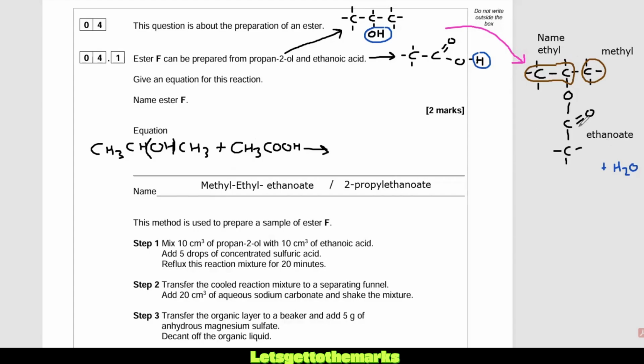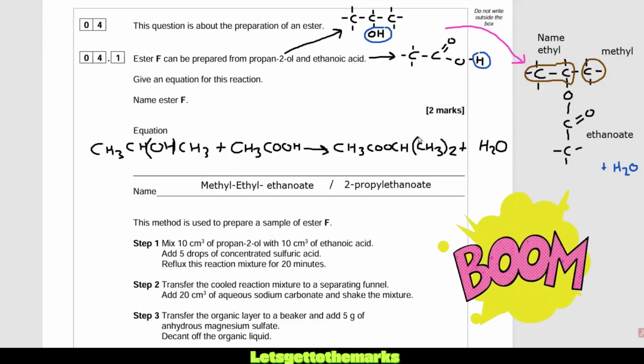But I also want to get rid... Oh, I need to write the full structural. So I'm going to start with the ethanoate part. So CH3COO. And then that is attached to the propyl part. So we're just going to put CH for where it's attached, then CH3 brackets 2. And there we go. And plus H2O. Boom!